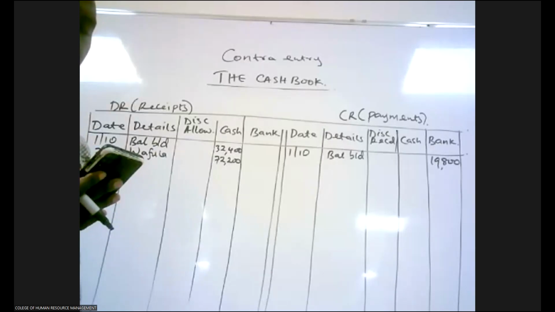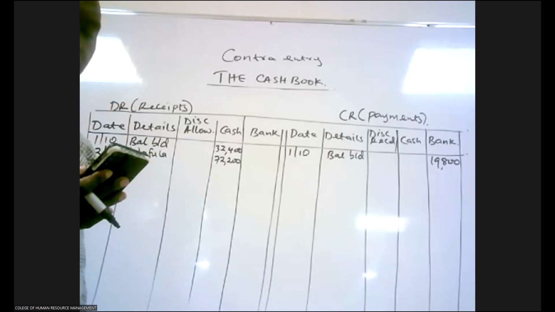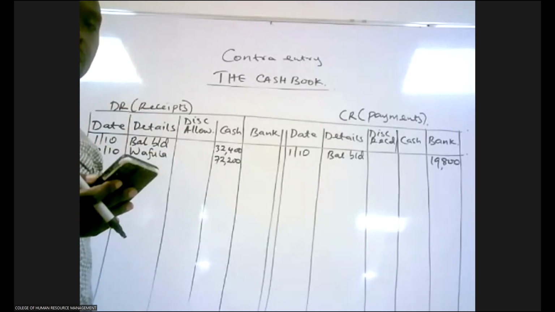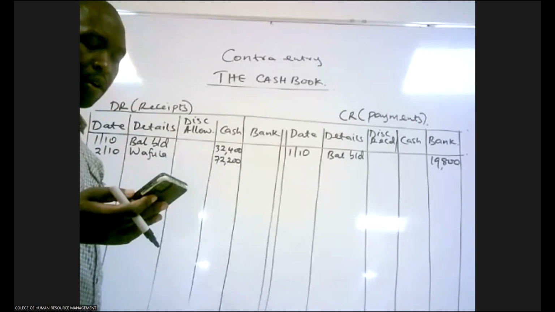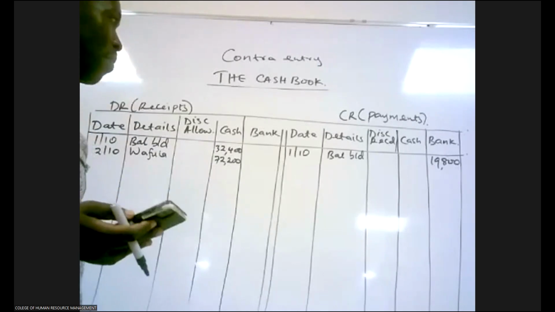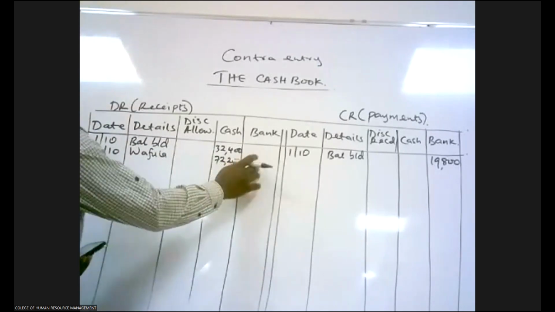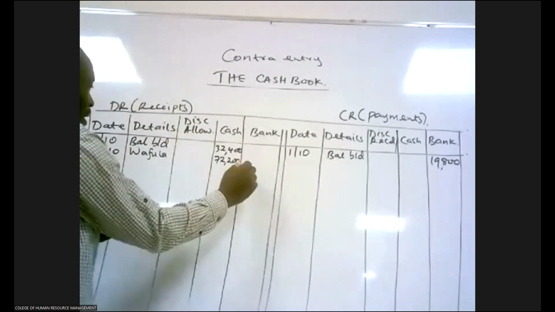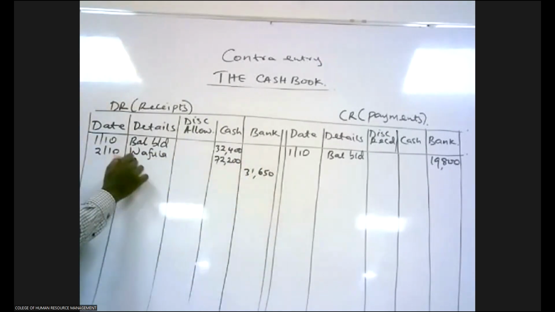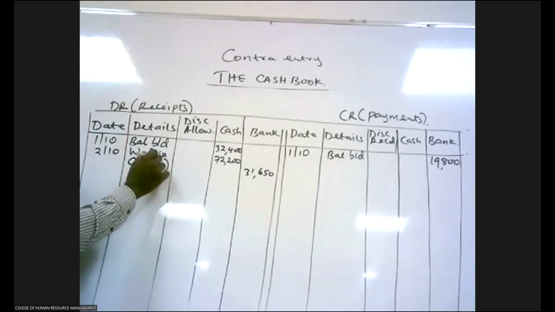On 5th, deposited 1,650 cash in the bank. That is a contra entry. Where was it received? Deposited into the bank. So the bank will be receiving that money. The receipt, receive it in the bank, that 1,650. Right here, where it's coming from, cash.